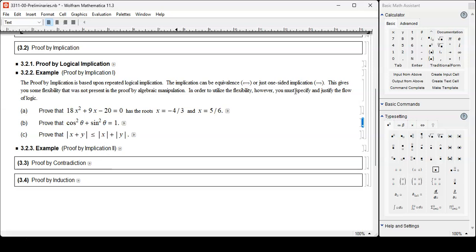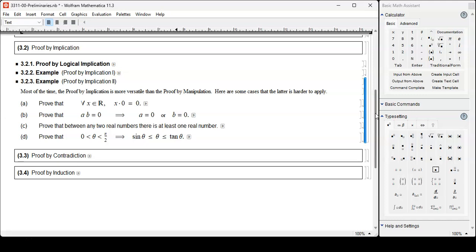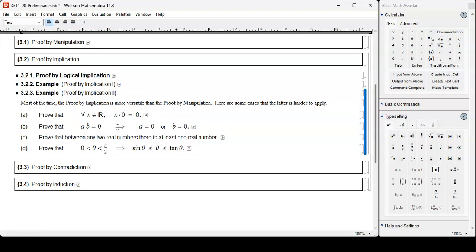Here's another example. I'll leave that to you. How about the next example here? Prove that for any x in R, okay, this time we have a universal quantifier. For any real number x, x times 0 is 0. Okay, alright, let's try to prove it through proof by manipulation.